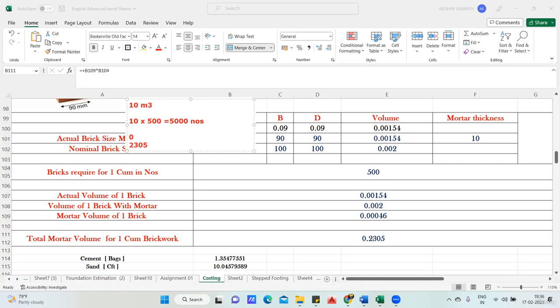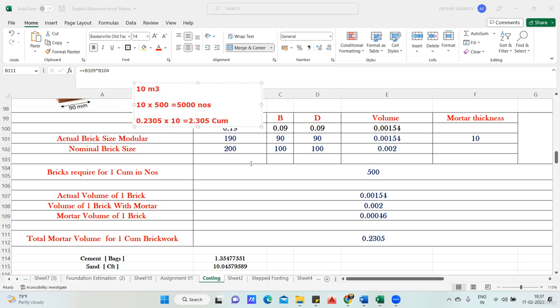0.2305 cubic meter of mortar. This is for 1 cubic meter. He has 10 cubic meter. You just multiply 0.2305 into 10, so this will be 2.305. You can tell that this much amount of mortar is required if you want to do the brickwork for 5,000 bricks. Very simple, no? Great. So up to here, the calculation is clear.